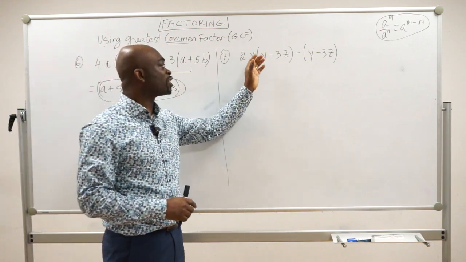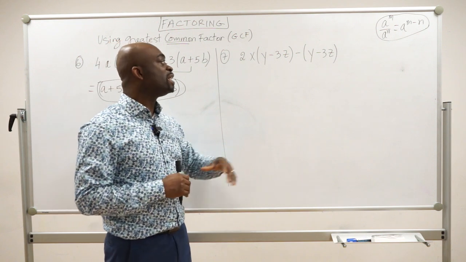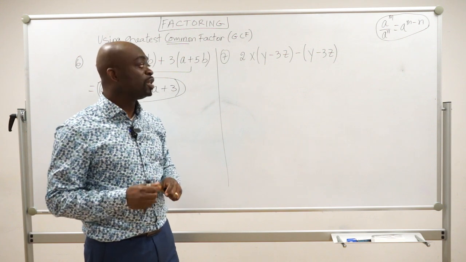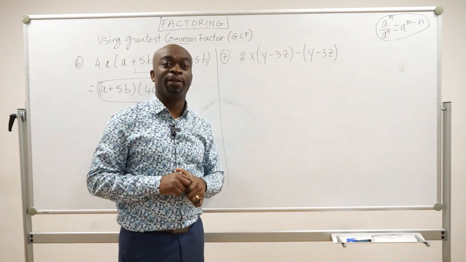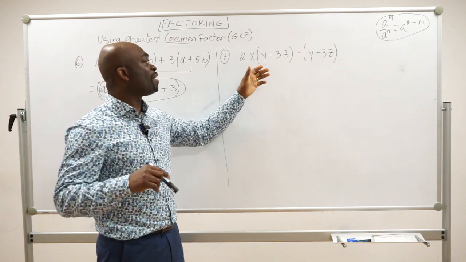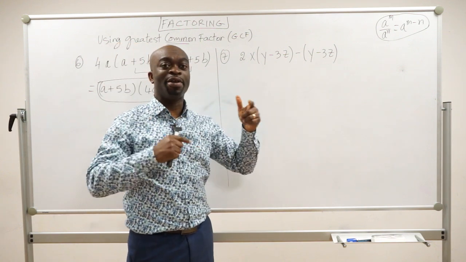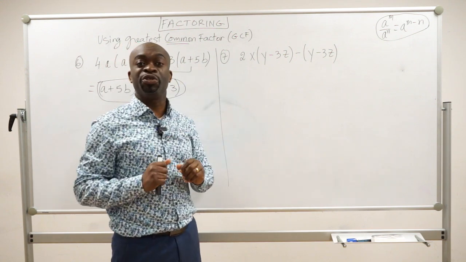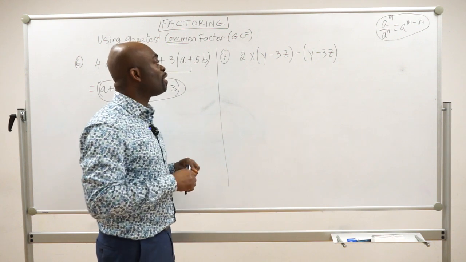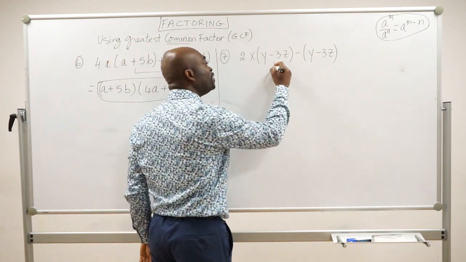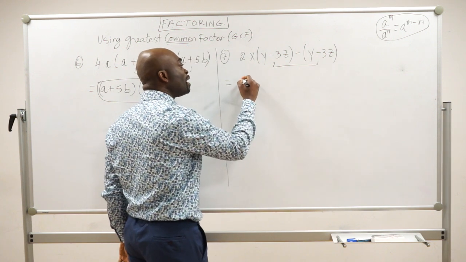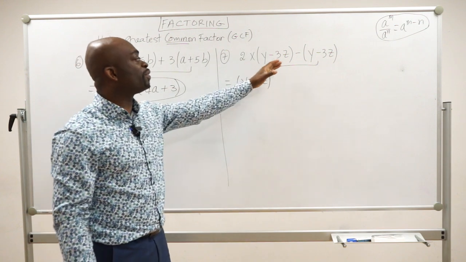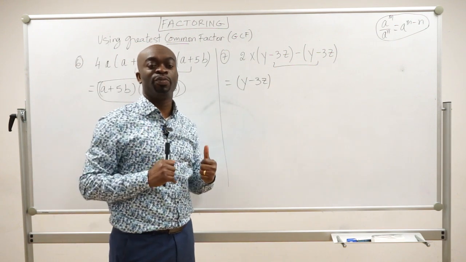All right, so we have 2x times (y minus 3z) minus (y minus 3z) over here as well. So what do we have in common here? Even here we have different variables. We have x, we have y, we have z. It doesn't really matter. What matters is, what am I asked to do? That's what matters. So now, what do I have in common here? I have these two in common. That would be y minus 3z in common. And whatever you have left in front of the parentheses, you pick them and put them together.